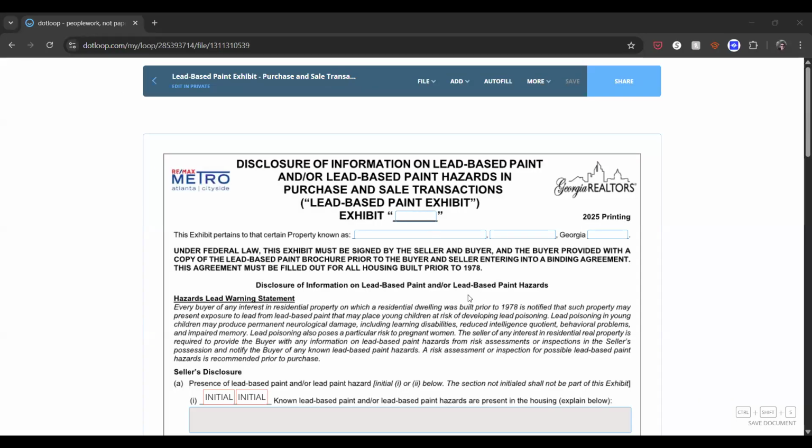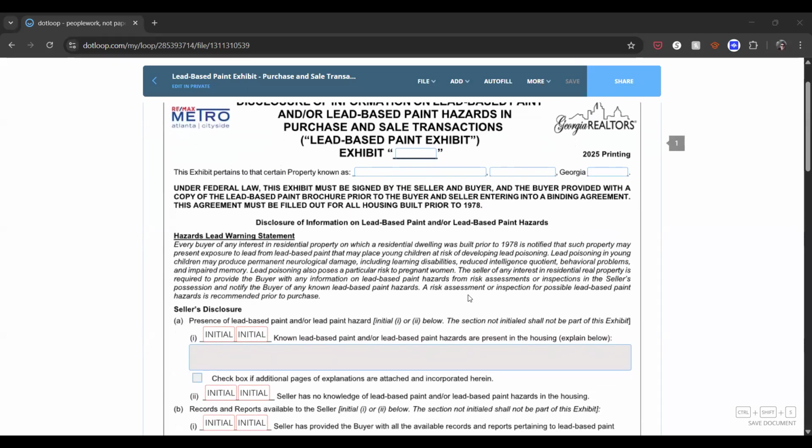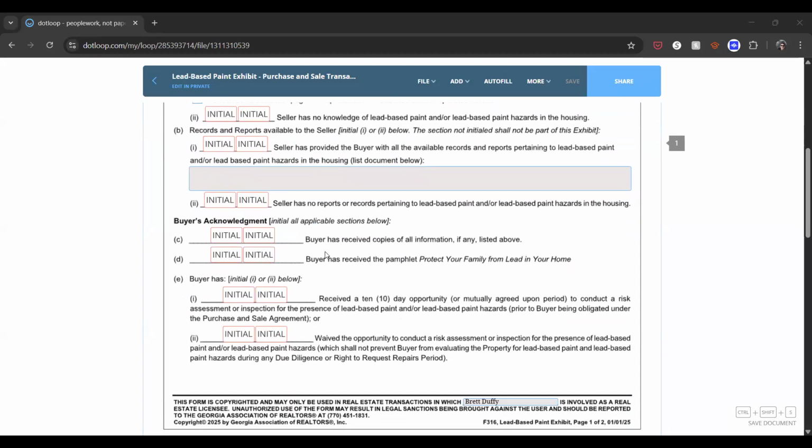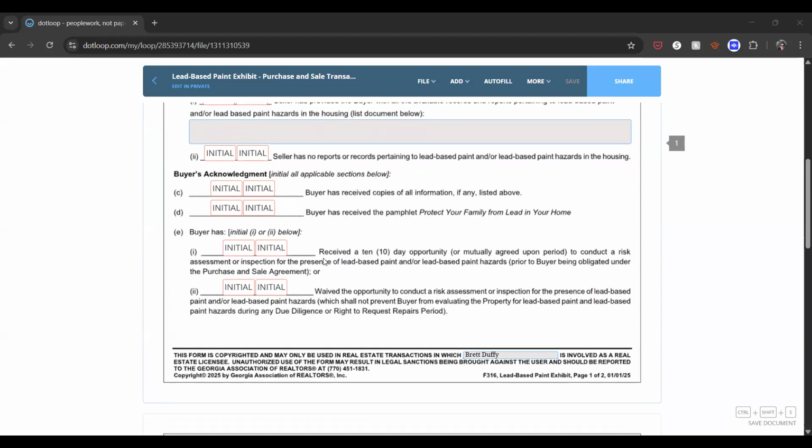All right, so if we see here, everybody can see this live form? Awesome. So we'll go further than what I had on the first page. The buyer has to initial that they've received copies of the information and received the pamphlet, right? They get to initial here or here, whether they're waiving or receiving the 10 days. I don't know why you would waive the 10 days. As a buyer's agent, this is one of the things that I think people miss: if you just initial the first top layer, doesn't matter how long your due diligence is, you have 10 days to get a risk assessment for the presence of lead-based paint.